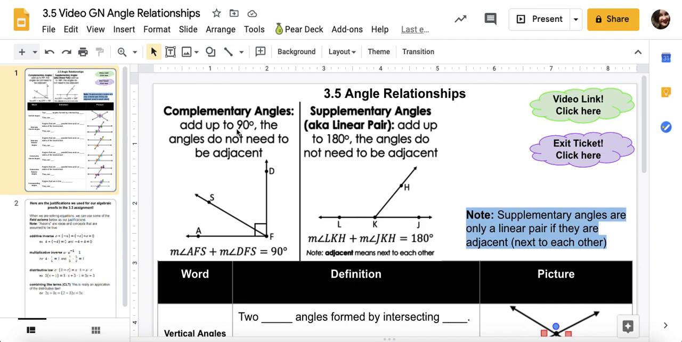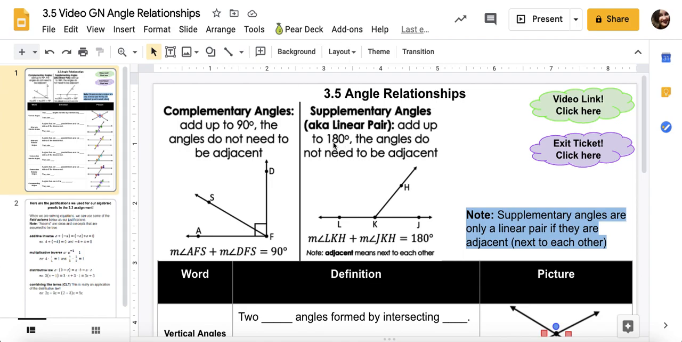Complementary angles add up to 90 degrees. The angles don't have to be adjacent for this to happen. Adjacent means they are right next to each other. So in this picture, if these two angles, AFS right here, and DFS, this angle right here, add up to a right angle, we know that because of this box here. That means that those two angles are complementary.